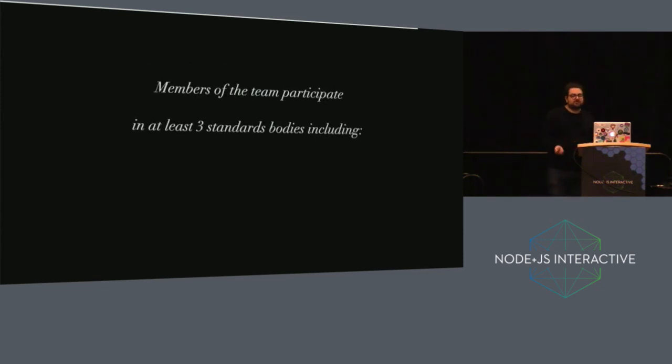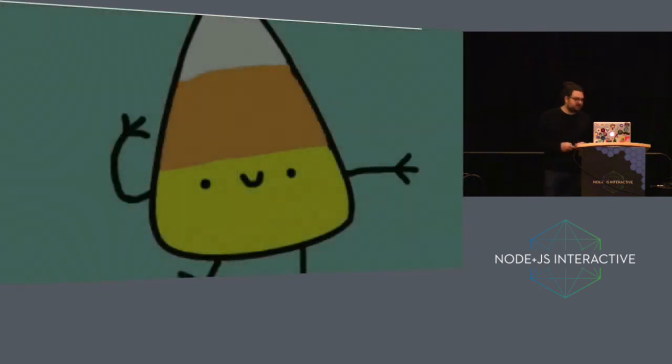And members of the team also participate in at least 3 standards bodies, including the TC39, the WHATWG, and the W3C. Despite what politics may exist with all these different groups, these are the 3 main groups that I believe are driving forward the JavaScript language. And by having stakeholders from all of these places, we're able to figure out what bodies we need to go to if there are changes that we need to make at a standards level.